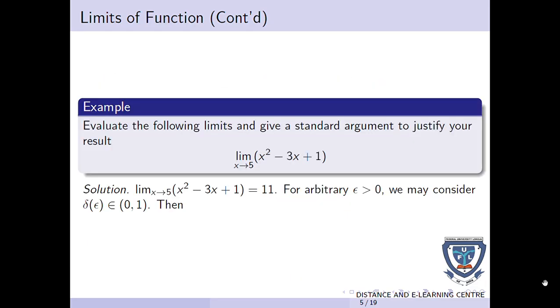Another example. We should evaluate the following limits and give a standard argument to justify our result. Now, the problem is we should find the limit as x goes to 5 of x squared minus 3x plus 1. Solution. Now, when you take that limit, you're going to have 11. So for arbitrary epsilon, we may consider that delta, which depends on epsilon, should lie between 0 and 1 from experience.